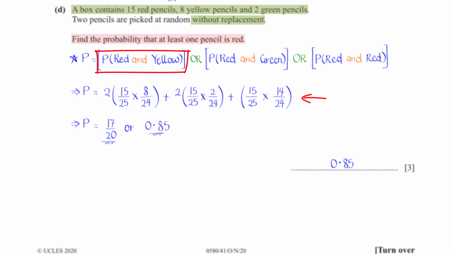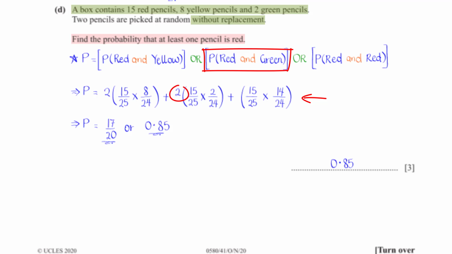And so we are going to multiply this probability by 2. For this probability as well, a red pencil can be picked first and a green pencil picked second, or a green pencil picked first and a red pencil picked second. And so we are going to also multiply this probability by 2. When we type this into the calculator, we get the final probability as 17 over 20, or 0.85.